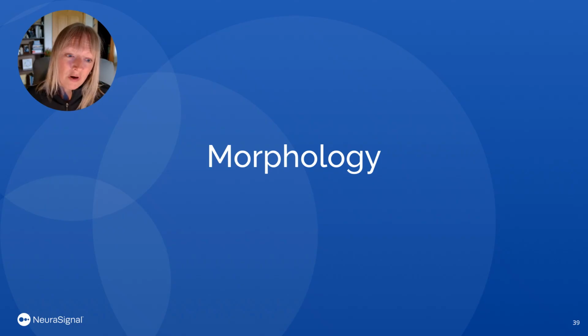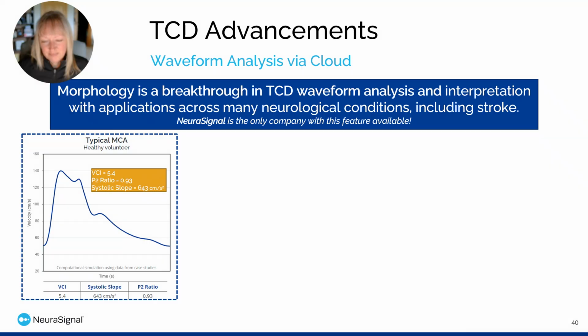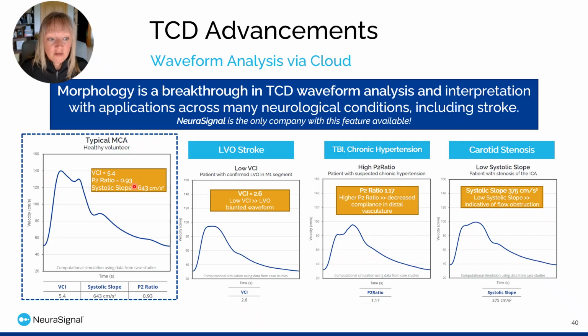With Neurosignal, we offer a unique application called morphology. Morphology will analyze the whole waveform, and we will briefly review that next. We also have a morphology package with our NG2 system. So with morphology, we are doing an analysis of the whole contour of the waveform, and an index is provided to us, a velocity curvature index, which can be almost like an enhanced pulsatility index, where you can easily see 5.4 is your normal velocity curvature index and 2.6 is the blunted state.